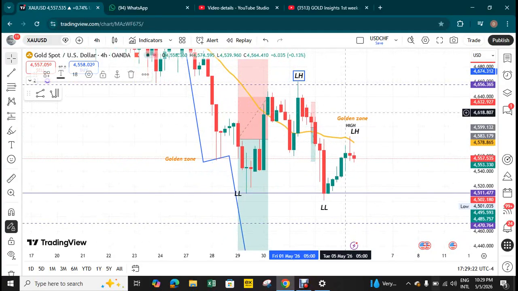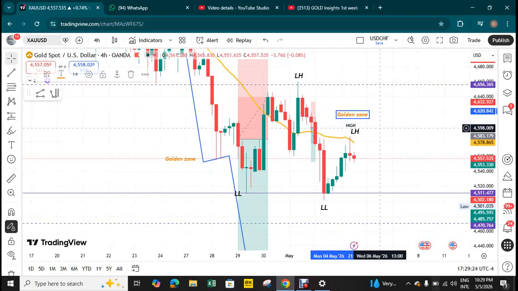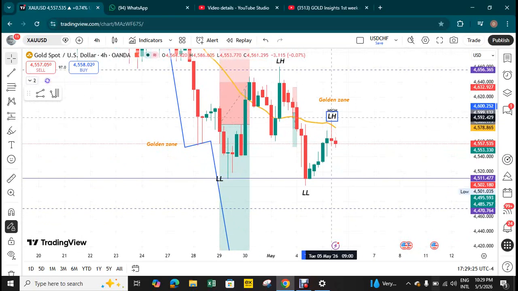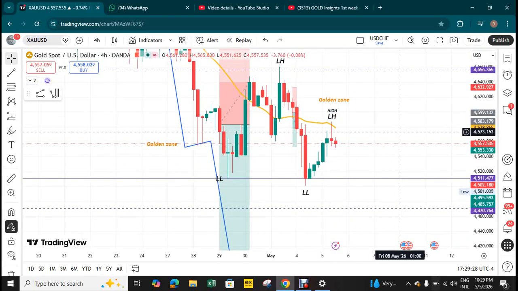So what do we want to see again? Now we want to draw a 5-minute retracement too. Why are we drawing it now? We want to draw it so that price can get into the golden zone, then we can start looking to take an entry towards the downside.